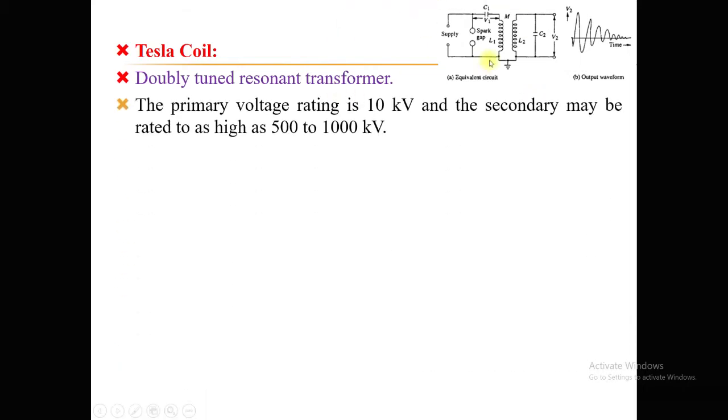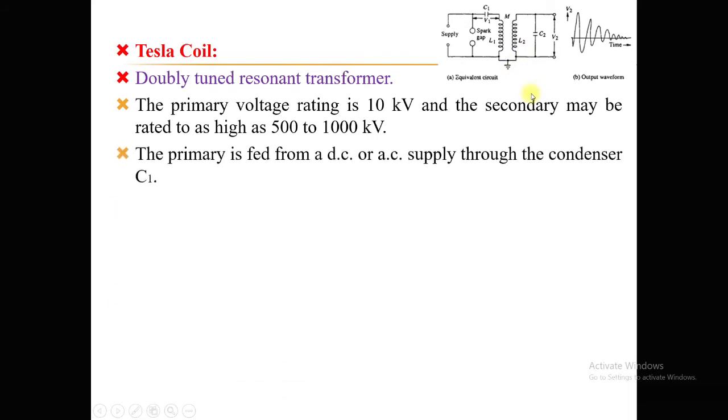Here you can see L1 represents the primary side and L2 represents the secondary side. The primary voltage rating of this Tesla transformer is usually up to 10 kilovolt, whereas the secondary depends upon the number of turns. It may vary from 500 kV to 1000 kV. The supply may be AC or DC. Based on the type of supply voltage, the Tesla coil is classified into two types: the AC Tesla coil and the DC Tesla coil.